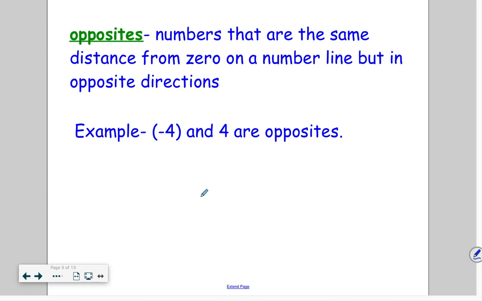Opposite of 4 is -4. Both are 4 units from 0. One is positive, one is negative. Does anybody need more time?